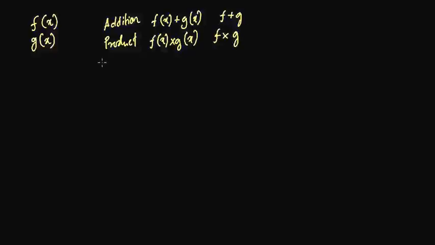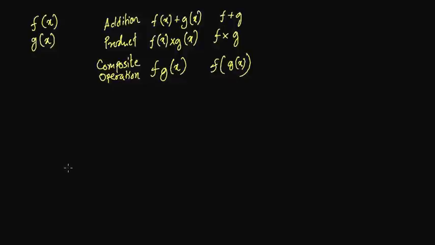Now, composite function. This composite operation is f(g(x)), meaning you put g(x) inside of f(x). That's what the composite operation is all about. So when we talk about the composite operation, we're actually talking about putting one function into another function. So it's a new type of operation.